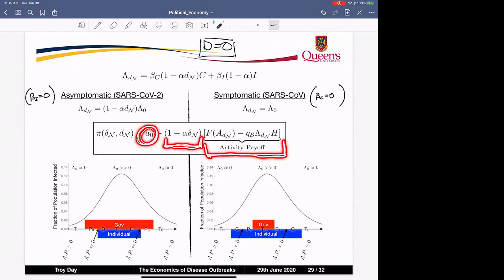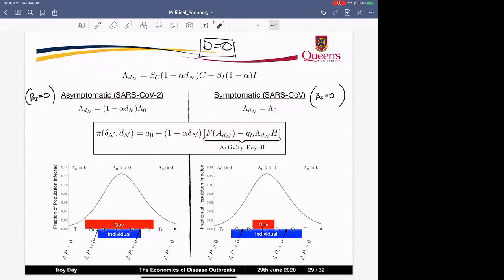So if this thing is positive, I'm going to want to go out. If this thing is negative, I'm going to want to stay home. And it's composed of my economic return, which depends on what others are doing. And it's composed of my cost, my epidemiological cost, which can depend on what others are doing if it's asymptomatically transmitted, but it won't depend on what others are doing if it's symptomatically transmitted.